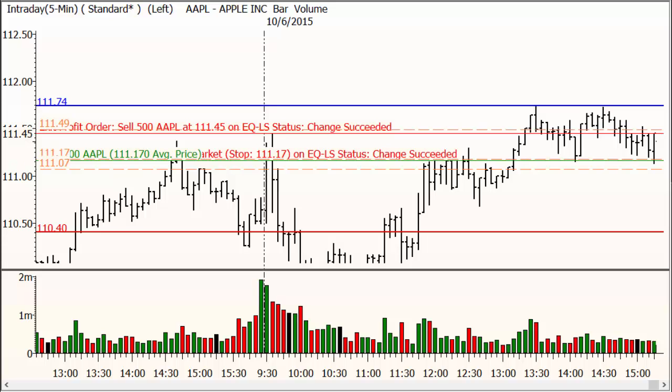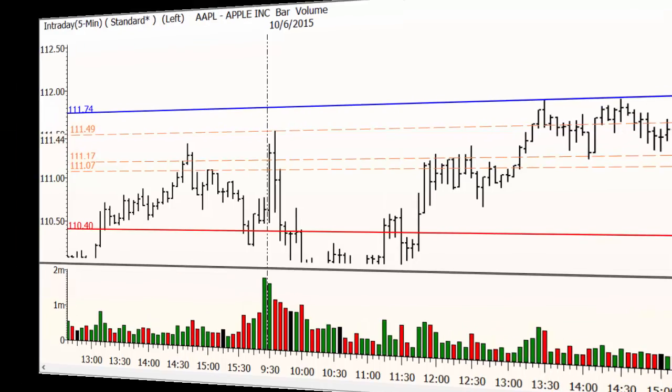You can see here we're about to get taken out of this trade. We are trading right at that 111.45 order level. And there you go, we have cleared out of the trade.